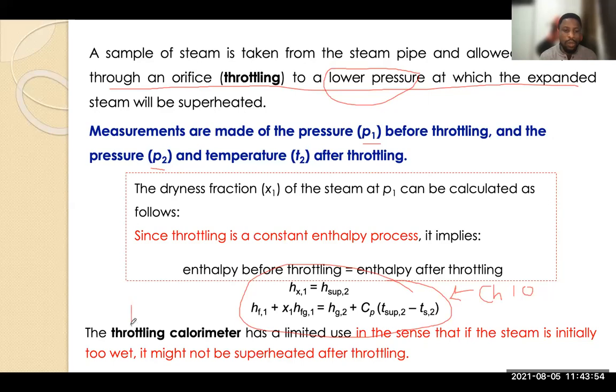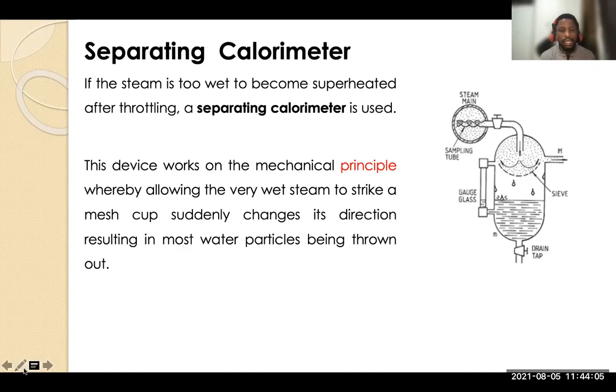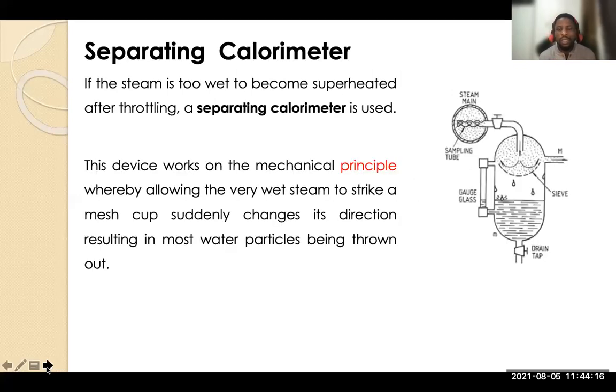This takes us to the next type of calorimeter. We'll look at this tomorrow. I'm going to solve that and send it to you. Take note of the pressure, temperature, and other quantities given. So this takes us to the next type of calorimeter. We've talked about the principle of the throttling calorimeter.